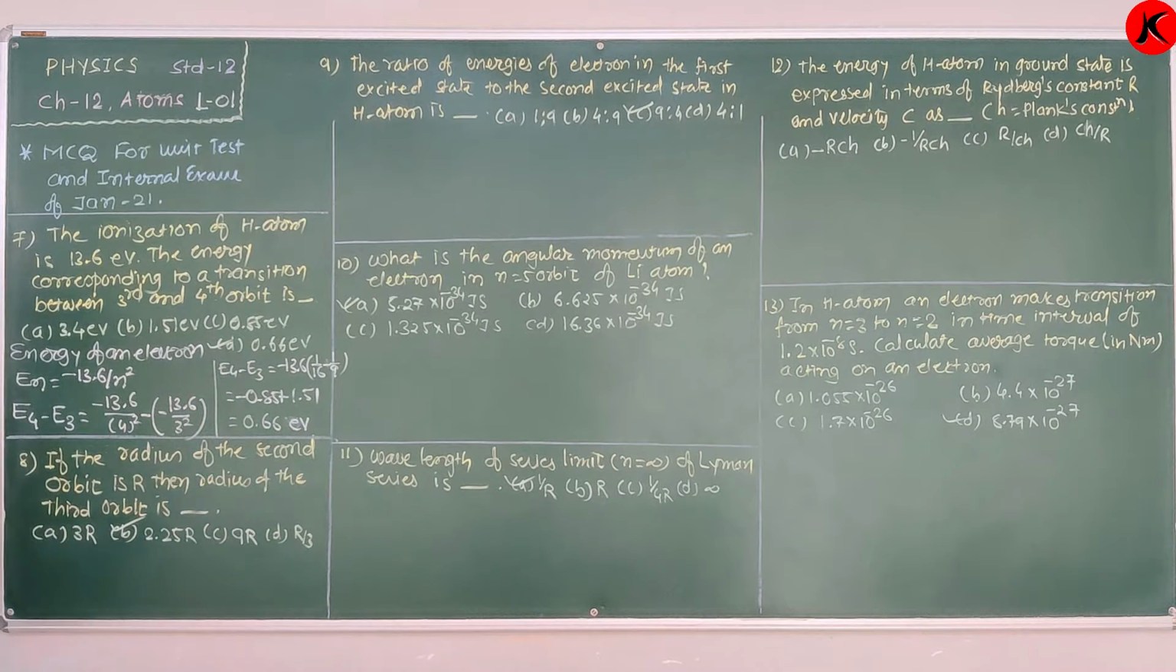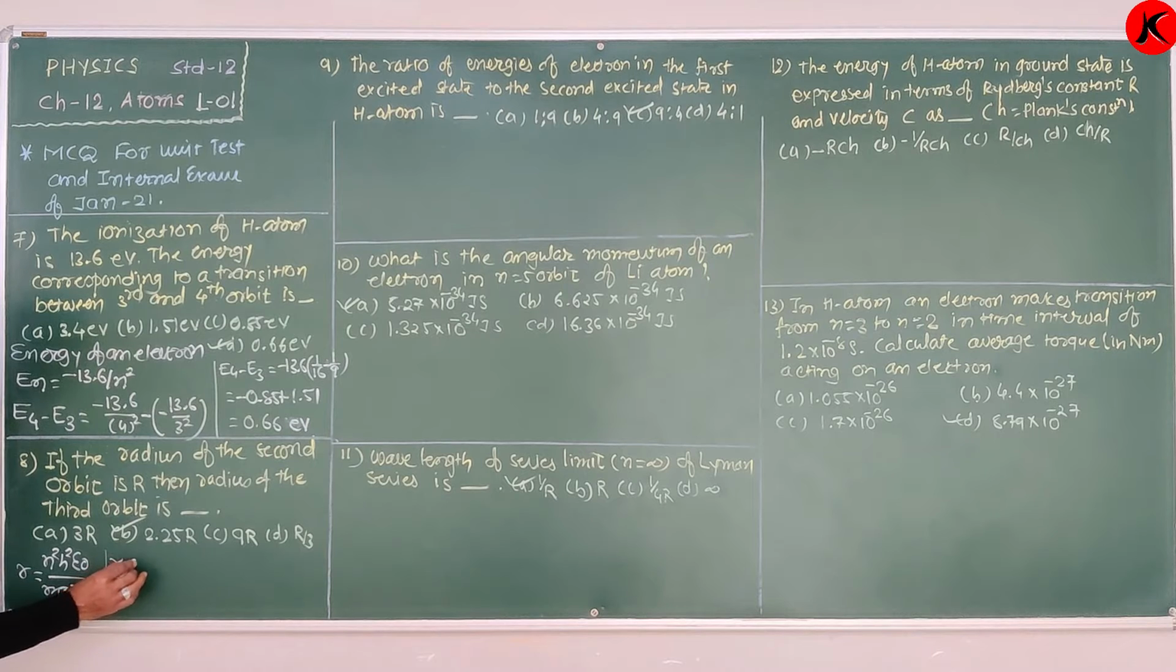Clear this? Okay. Now next, if the radius of the second orbit is r, then what is the radius of the third orbit? For that purpose, we know the equation of the radius r is equal to n square h square epsilon 0 upon m pi z square. So from this equation, we know that r is proportional to n square. For H atom, hydrogen atom, Z is equal to 1.